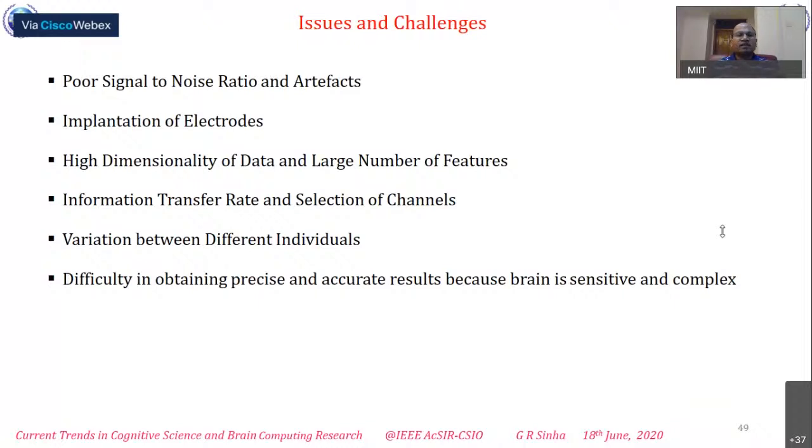In cognitive science research, the biggest challenge and difficulty is that it is subjective, and therefore variations are reported from one individual to another. There is also difficulty in obtaining precise and accurate results because the brain is sensitive and complex. So I think these are the major challenges in this area.